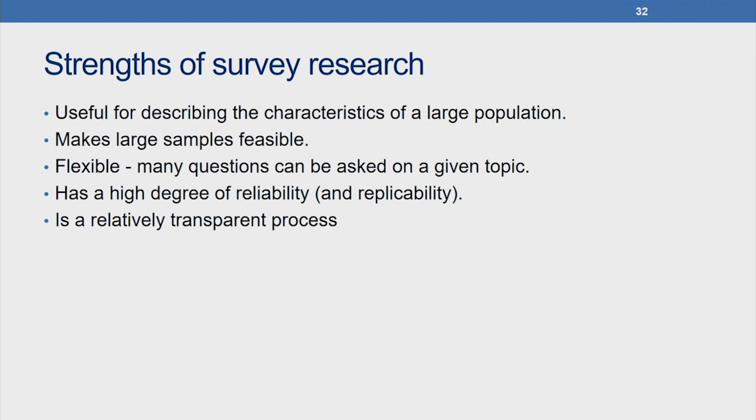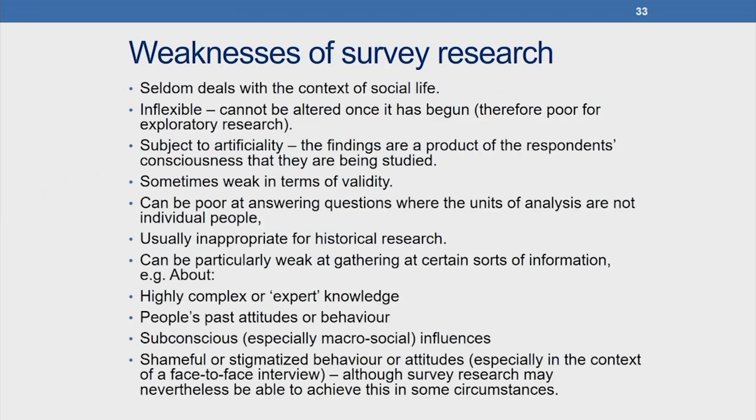Some of the strengths of survey research are the following: it is useful for describing characteristics of a large population, it makes large samples feasible, it is flexible because you can ask many questions on a given topic, and it has a high degree of reliability and replicability. When we want to replicate our results, we make use of survey research methods, and it is a relatively transparent process as well. Weaknesses are enormous, however, because given the robustness of replicability and representativeness, survey research is very frequently used.